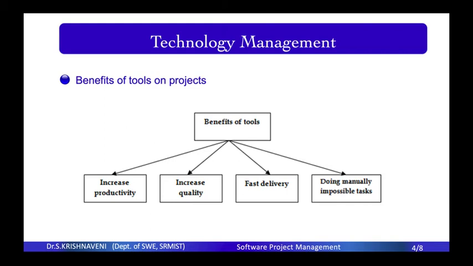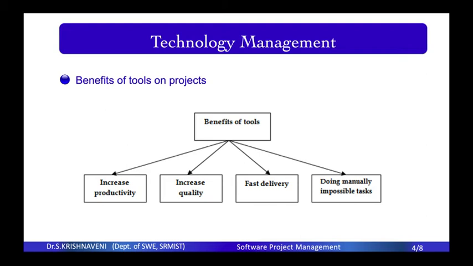The next one is fast delivery. If the productivity goes high, definitely the delivery will be faster when you are using good tools. The next one is doing manually an impossible task. Many tasks are impossible if you do them manually.